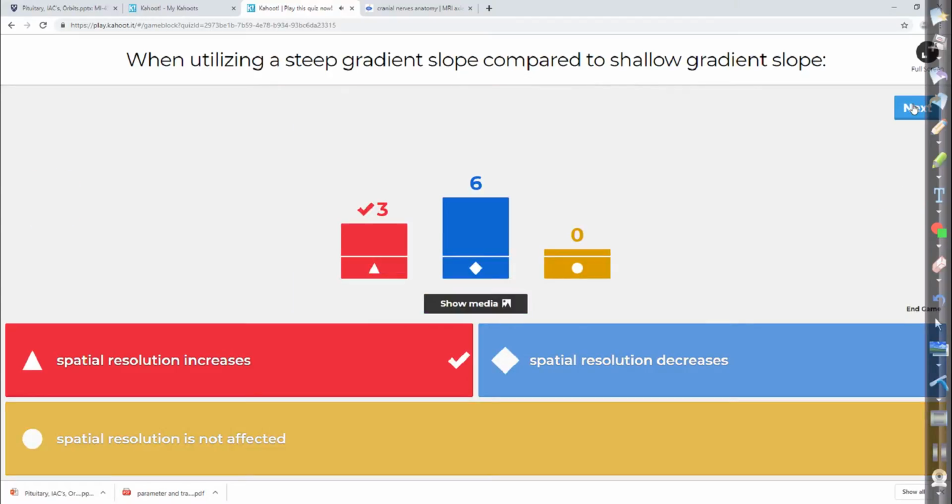Steep gradients, so you're able to choose those more outer phase encoding steps so you get better resolution.